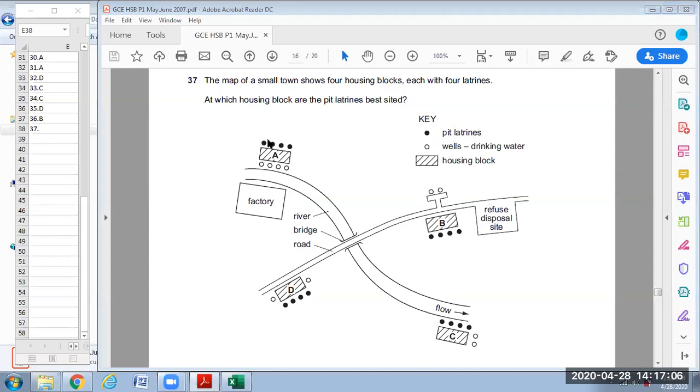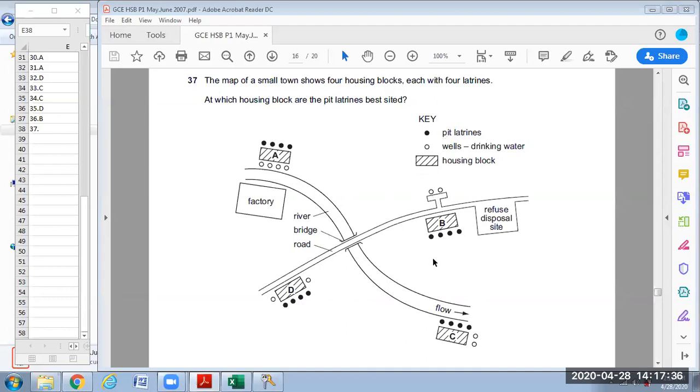Go check the latrines here: 1, 2, 3, 4. 1, 2, 3, 4 wells. Then you have a river flowing, so all the discharge might come down here. River flowing here. Okay, yes. B, because the water is flowing downwards here. So all the runoff from the latrine will flow out, but not into B, because this is going up a hill.